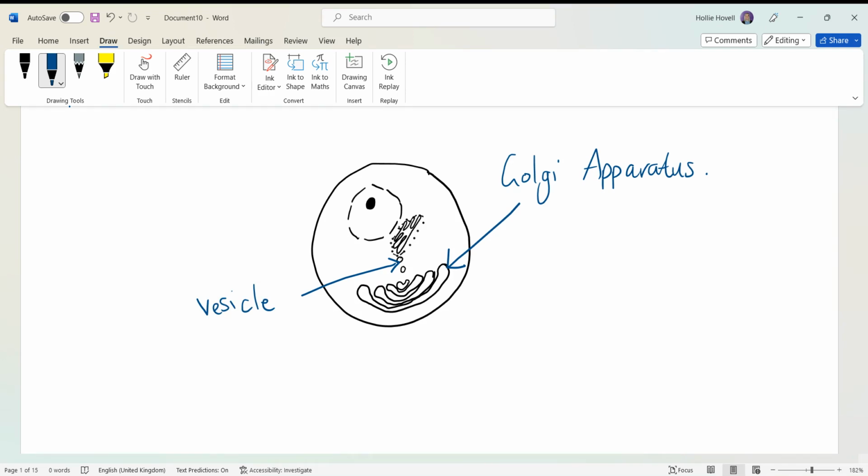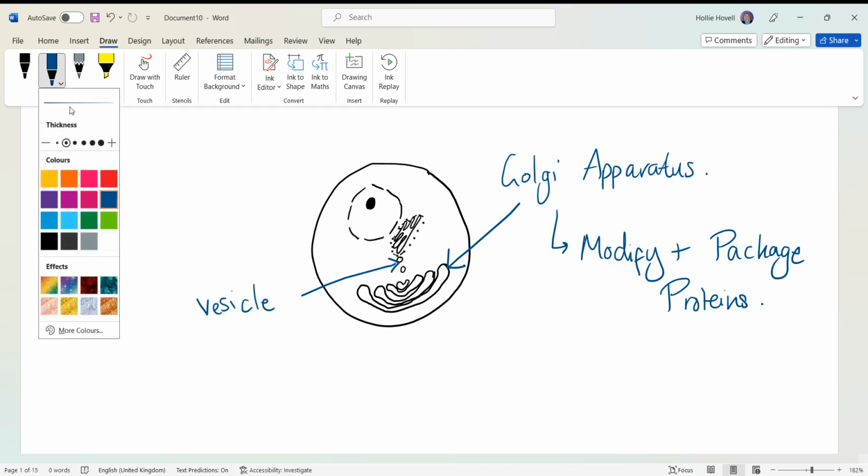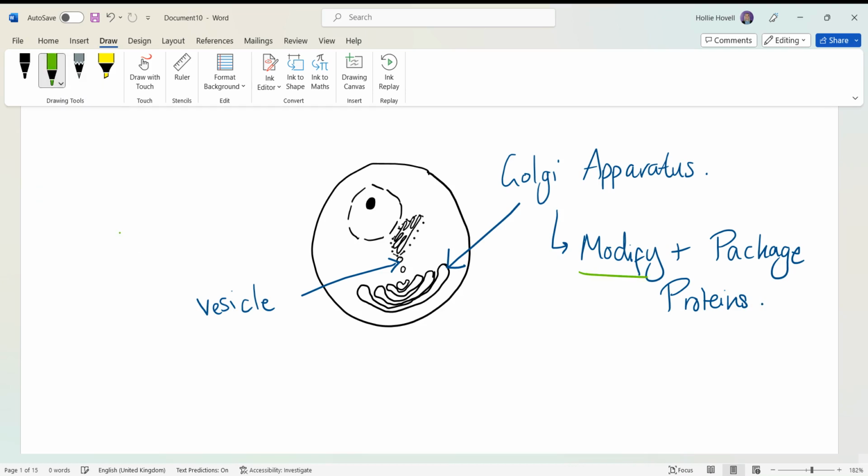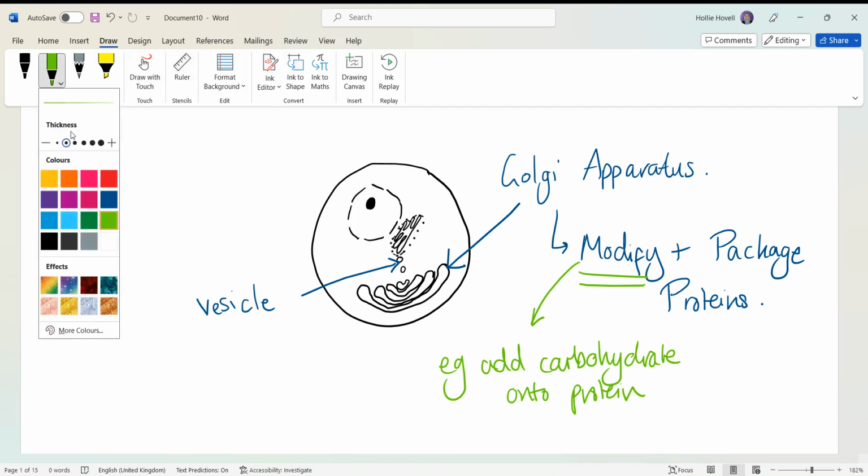So at the Golgi apparatus, this is where our newly made proteins arrive, and the kind of description of the function is that they modify and package the proteins. So let's have a look at what modify actually means. So modify often means to add a little carbohydrate onto the protein. So e.g., add carbohydrate onto the protein.